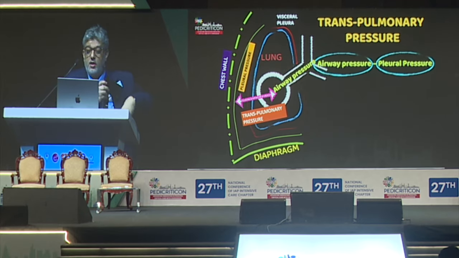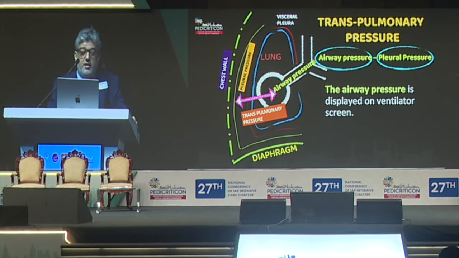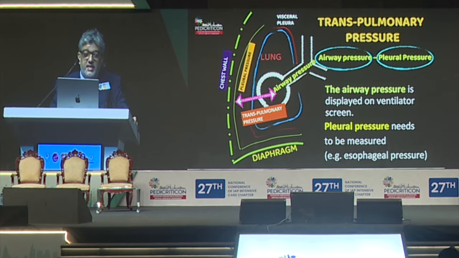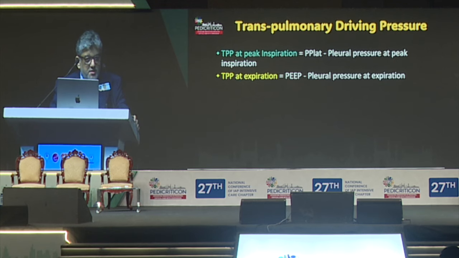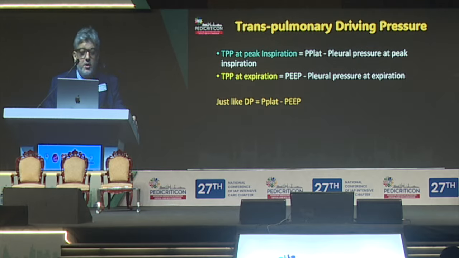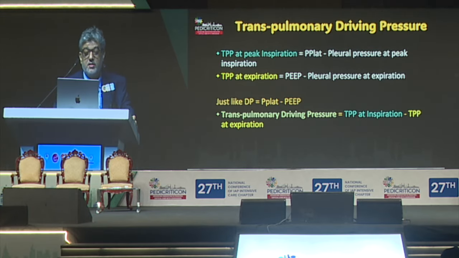Airway pressure, as we saw already, is displayed on the screen of the ventilator, while the pleural pressure is measured indirectly, most commonly from measuring the esophageal pressure. And the transpulmonary peak inspiratory pressure is the difference between the plateau pressure, which is displayed on the screen of the ventilator, and the pleural pressure at peak inspiration. Transpulmonary pressure at expiration is the difference between positive end expiratory pressure and the pressure measured by esophageal pressure monitoring during expiration. And just like driving pressure, which is the difference between the plateau pressure and PEEP, the transpulmonary driving pressure is the transpulmonary pressure at inspiration minus transpulmonary pressure during expiration.